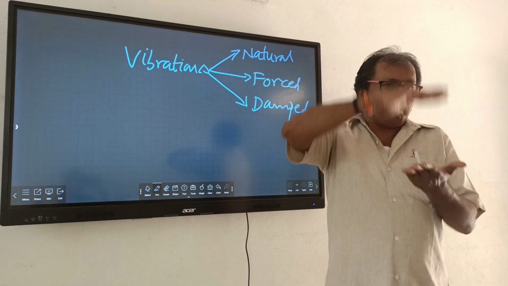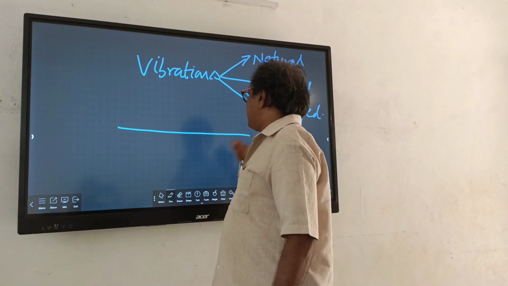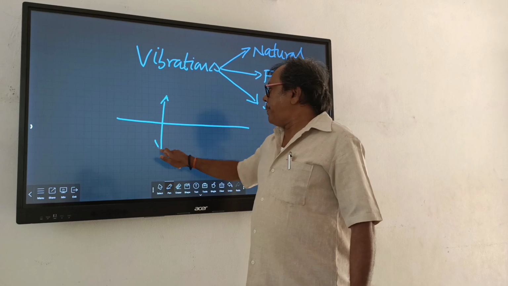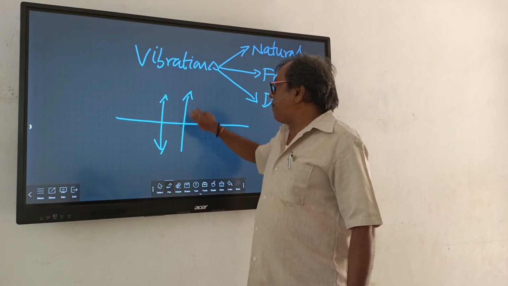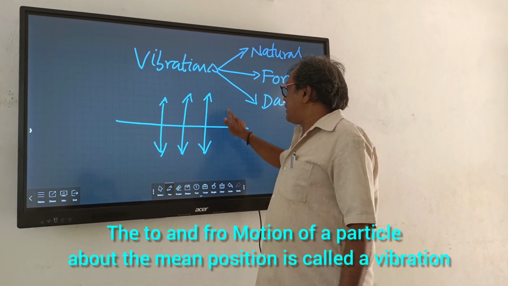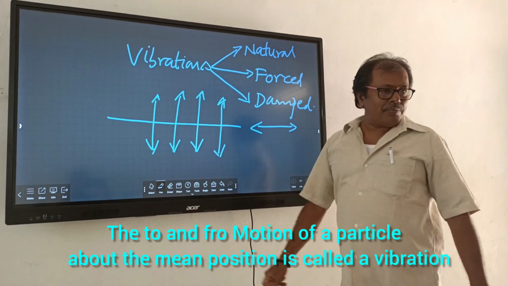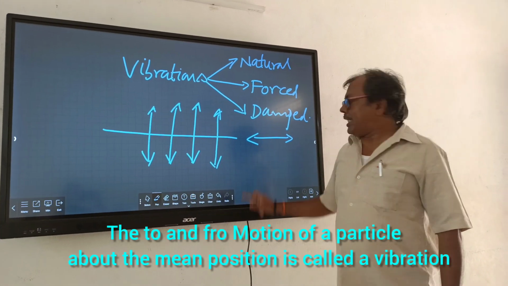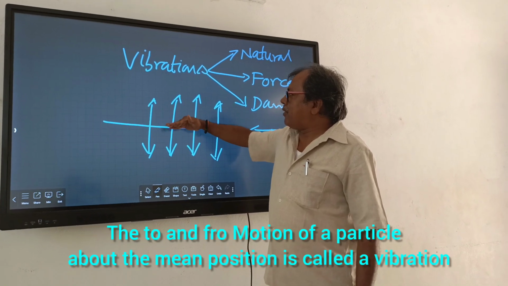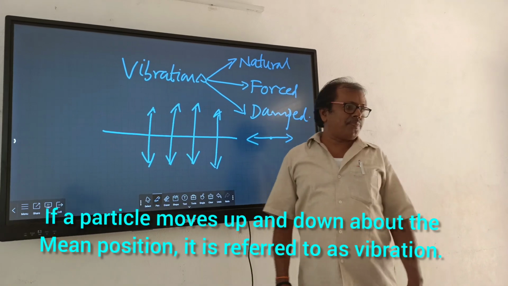The to and fro motion of a particle about the mean position is called vibration. For example, here is the mean position. The particle begins to vibrate or moves up and down. Sometimes these particles may move to and fro. The motion of a particle about the mean position in upward and downward directions is called a vibration.